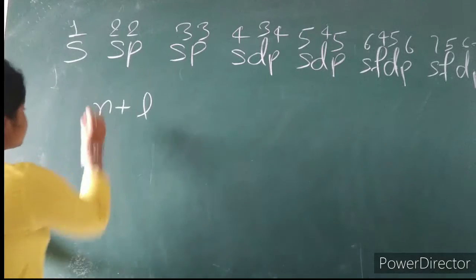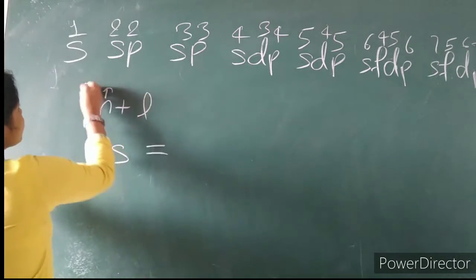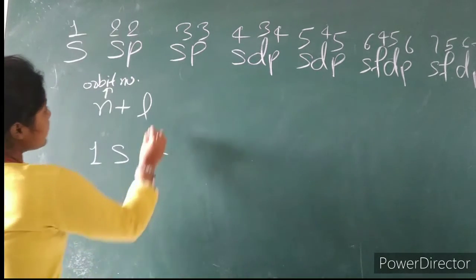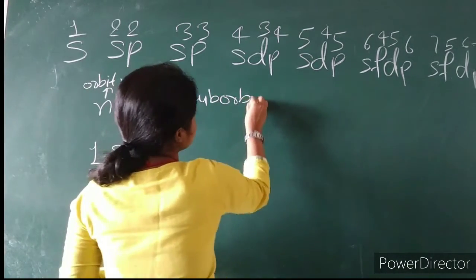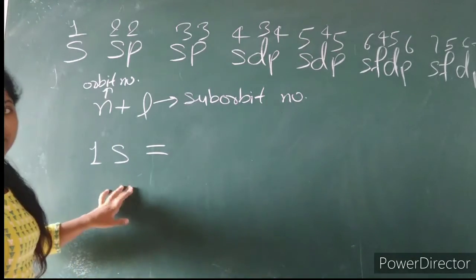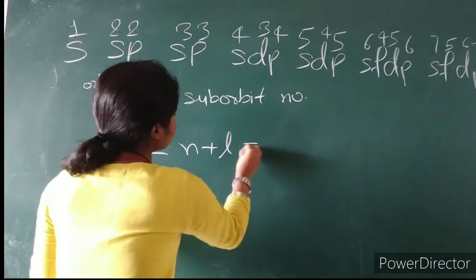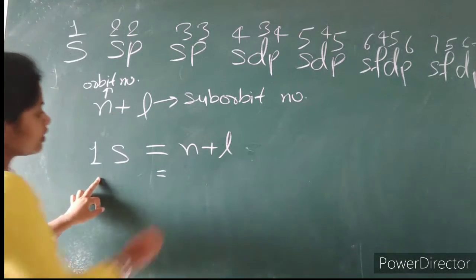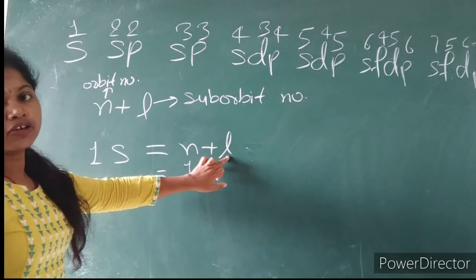Okay? So let's take the example of 1s. If I am taking 1s, so n is what? n is the orbit number. Right? And l is what? l is the suborbit number. Okay. So if I am taking 1s, so 1s is suggesting here the n plus l value. So here n is the orbit number 1, so written here 1. And l is the value of suborbit.